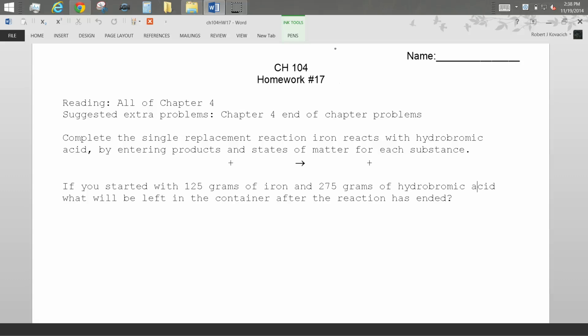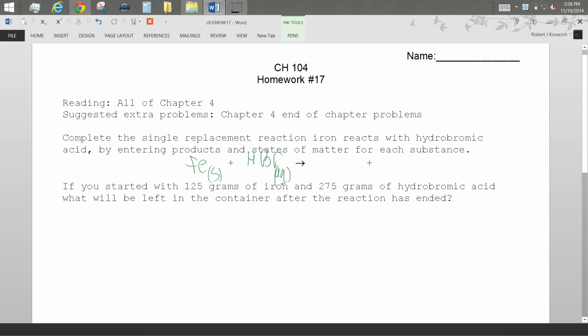Are we okay with that? And in this case, the element's going to be iron. So you have to have something by itself, and that something needs to be an element by itself. So in this case, we're going to have iron. So Fe solid. And then the other thing that's going to be in there is hydrobromic acid, so HBr. And the state for that? Aqueous. All right.